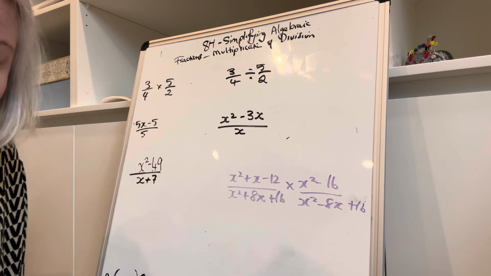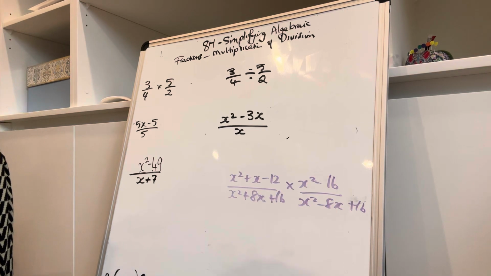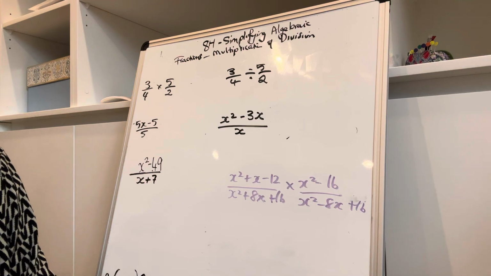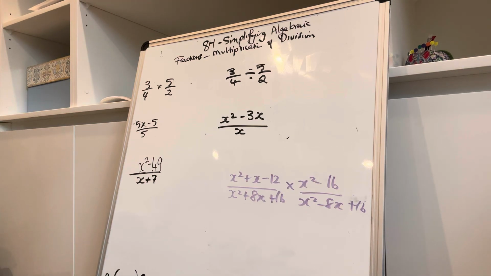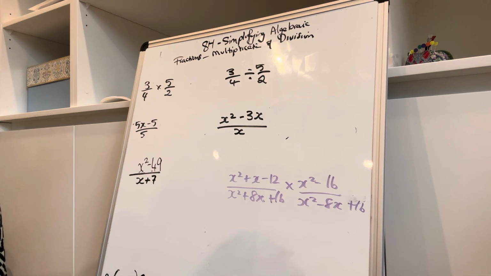Right, good afternoon, gents. I've had a few requests to go over a couple of the subtopics in Chapter 8 before our test. So we're just going to backtrack and have a look at 8H for a minute, which is simplifying algebraic fractions, multiplication and division. We did go over this in class, but we'll do a few more examples here together.